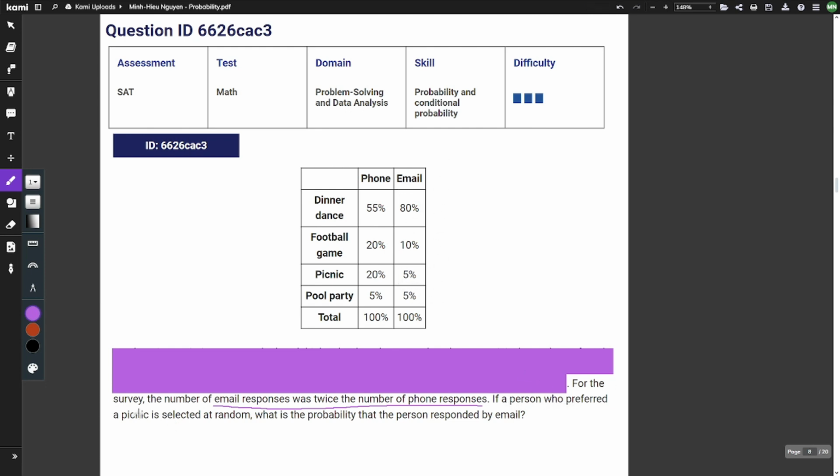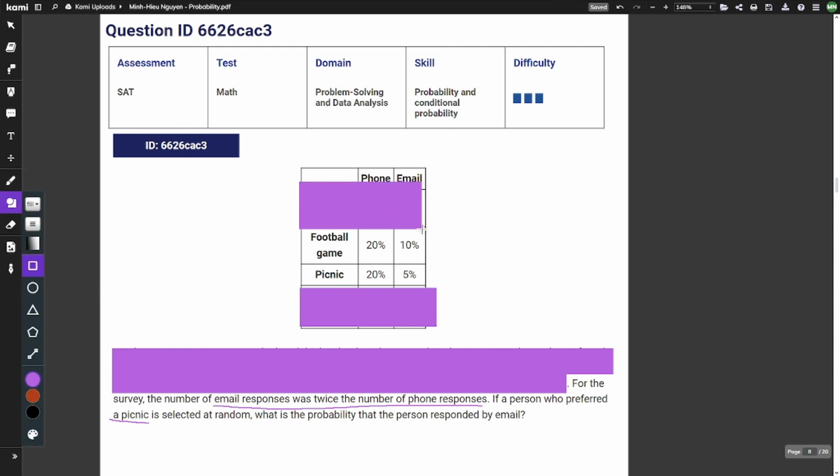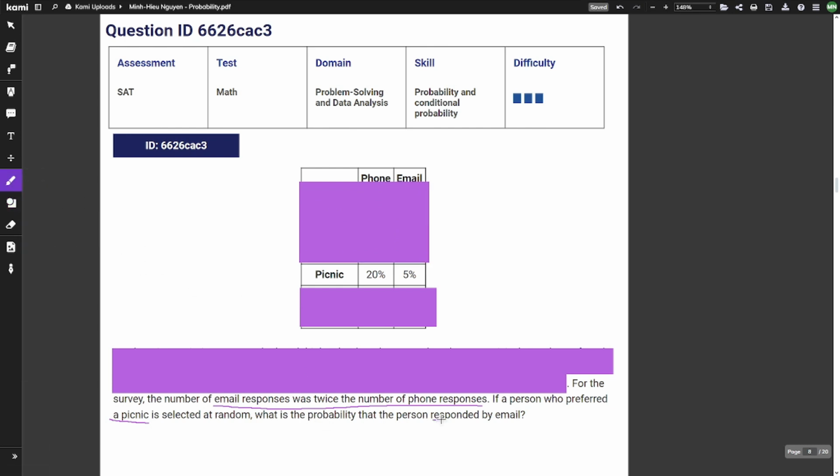Then we want a person who preferred a picnic. So, pool parties, don't care about. Dinner dance, football games, don't care about that either. And we want the probability that they responded by email. Now, had you accidentally gotten rid of this little sentence right here, you would have chosen 5 over 25. But of course, that's not our answer because we need to multiply our email by 2. So our real percentages are going to be 10% and 20%. Now that's just going to be 10 over 20 plus 10, which is 30. And that's going to simplify down to 1 over 3.